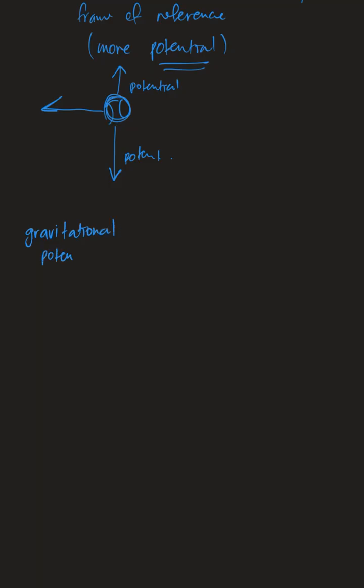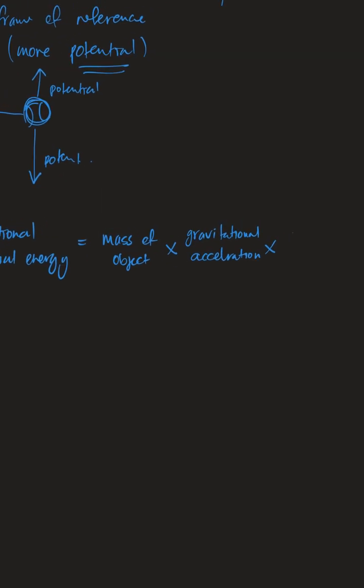So I can say that the gravitational potential energy is equal to the mass of the object multiplied by gravitational acceleration multiplied by your height. So that's what our formula looks like.